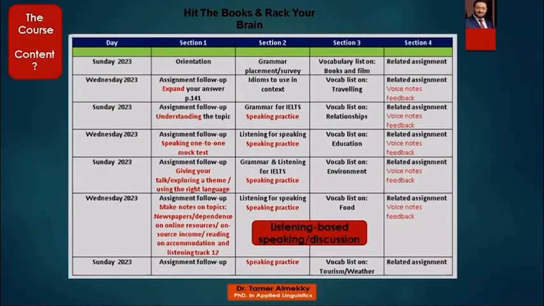One point about the course, this is the course content. Of course, there are eight days. In each day, we have something like orientation the first day, grammar, placement test and survey, and we have a vocabulary list. So every day of the course, we have a range of vocabulary, like a vocabulary list. Why so? Because these are the commonly used, commonly recognized vocabularies.